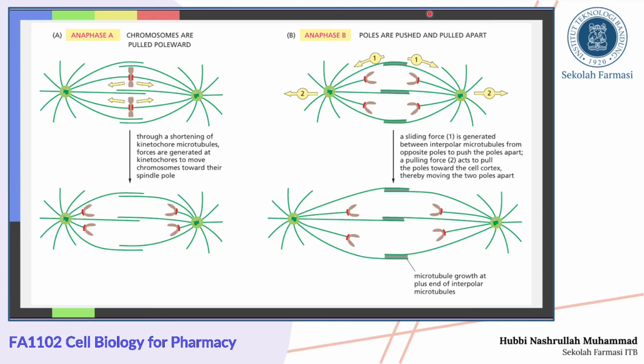In anaphase B, the two spindle poles are pushed apart due to two things. The first is that the interpolar microtubules elongate and slide past one another, pushing the poles apart. And the second is that the astral microtubules that point outward are pulled towards the cell cortex, or the cell membrane, hence pulling the two poles apart. It's the combination of these pulling and pushing forces which drive the movement of the chromosomes and the separation of the two spindle poles.